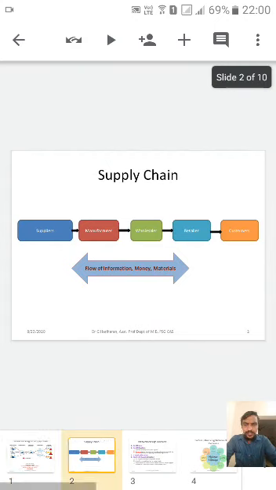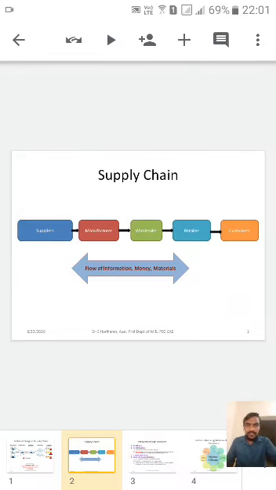Before that, just a quick recall: what is a supply chain? It starts from the supplier who has the raw material and supplies it to the manufacturer, who converts the raw material into finished goods. These finished goods move to the wholesaler, from the wholesaler to the retailer, and then end with the customer. Here the flow of information, money and material goes in both directions.